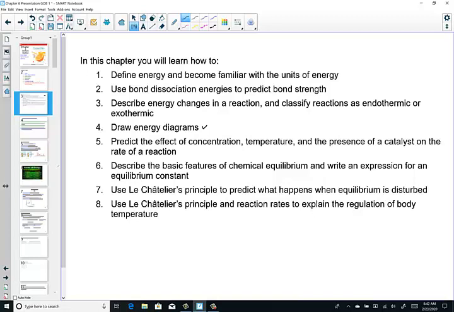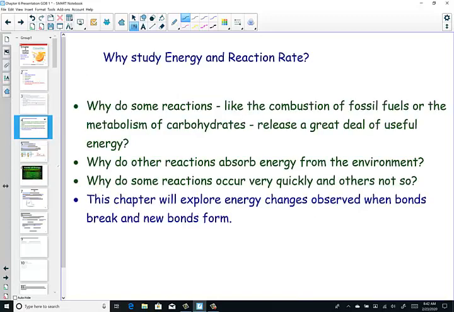And we'll describe the basic features of chemical equilibrium, looking at a forward reaction and a reverse reaction that are in dynamic equilibrium. Le Chatelier's principle will allow us to predict what happens when equilibrium is disturbed. And if we do put a disturbance on a reaction that's in equilibrium, we'll apply Le Chatelier to predict if the forward or the reverse reaction will be favored. All kinds of good stuff related to chemical equilibrium.